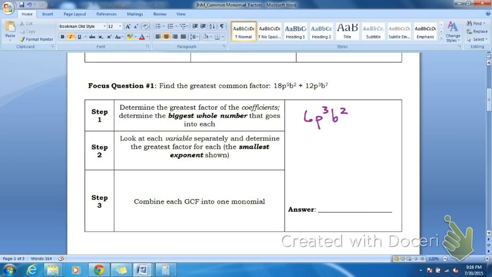So the answer to number 1, all it says is find the GCF. And when you look at this whole problem, 6p to the 3rd b squared is as much as you can divide from that entire polynomial. So that would be our answer to number 1.